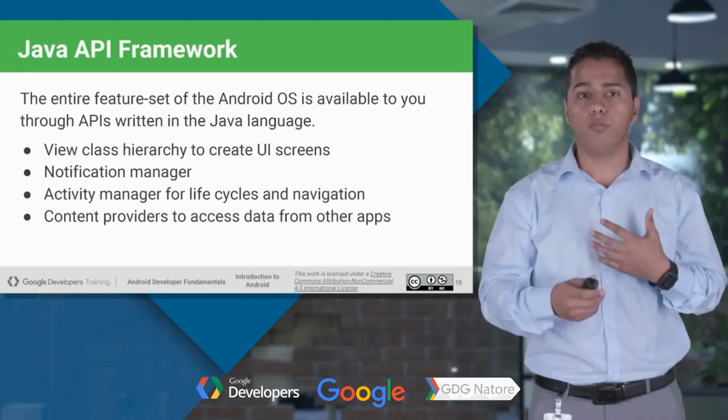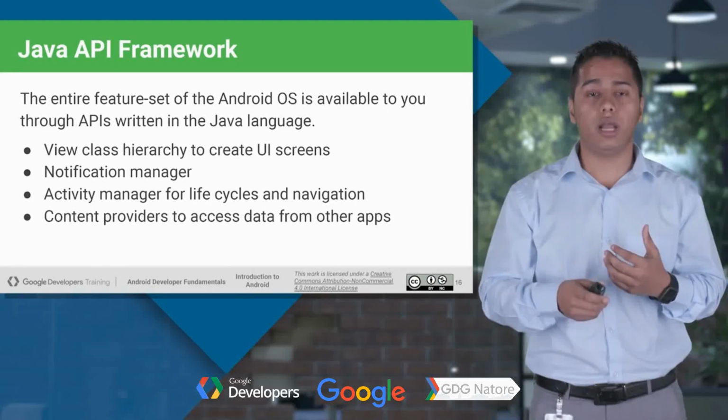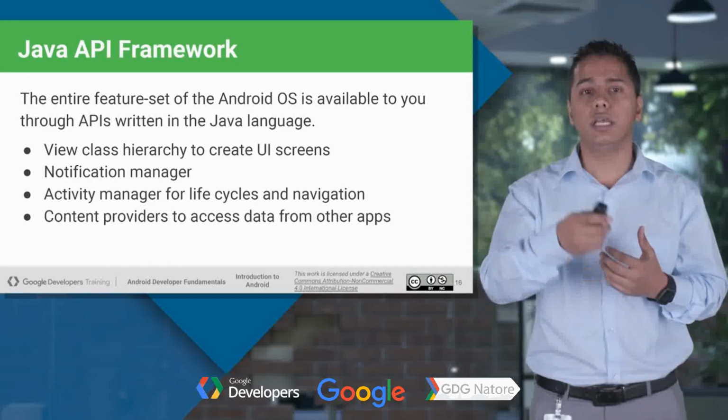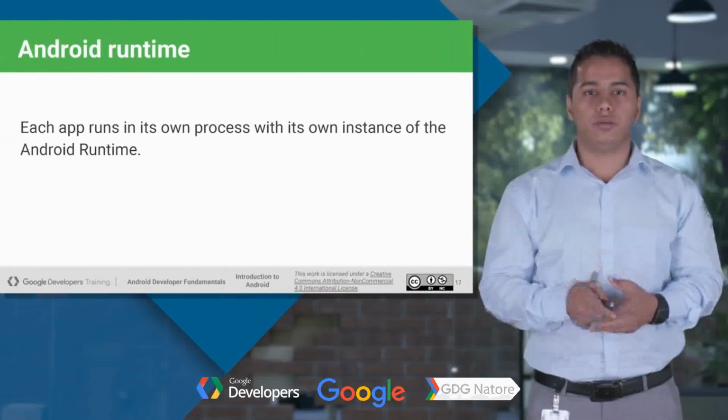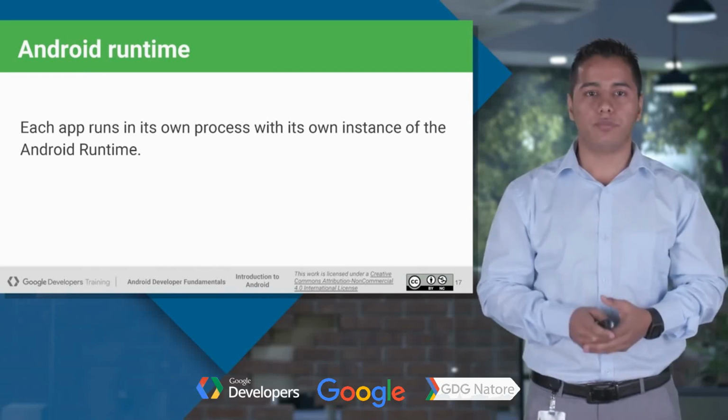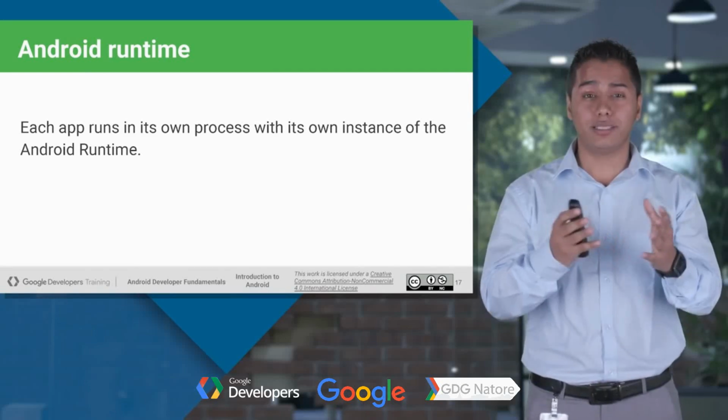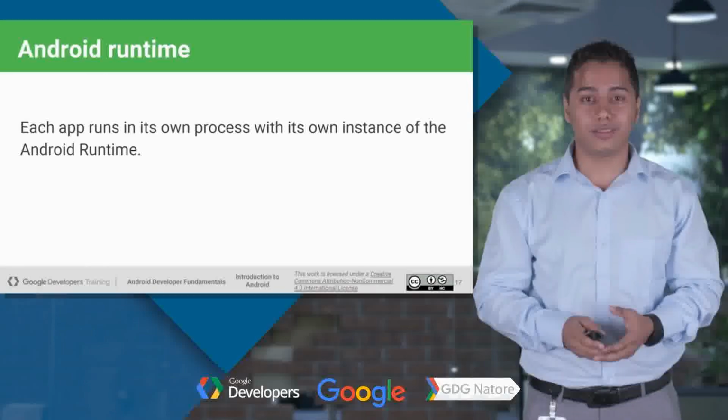So there are a lot more classes in the Java API, and we are going to make use of all these classes when we start making our applications. Okay, next is our Android runtime. What exactly is Android runtime? Well, this is where all our applications run, right?